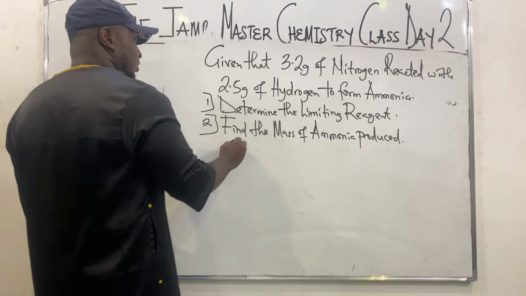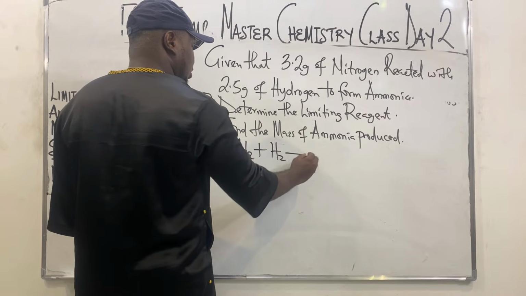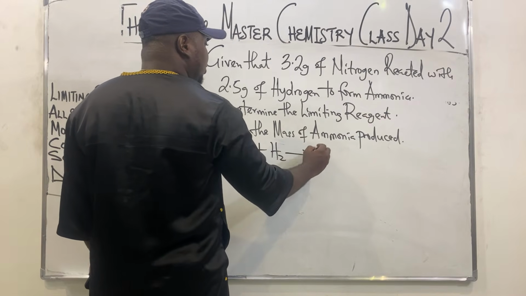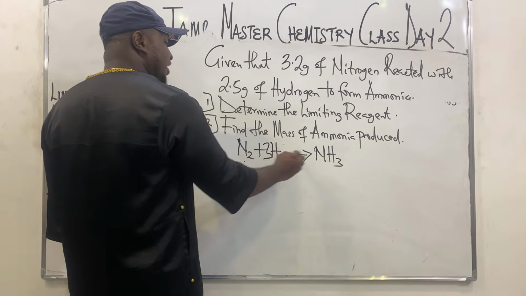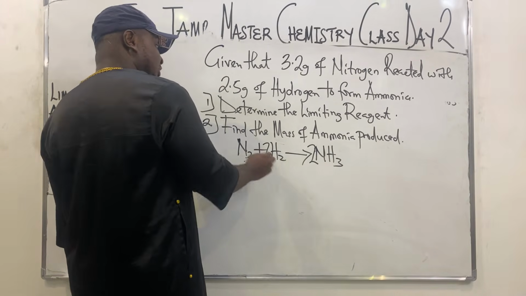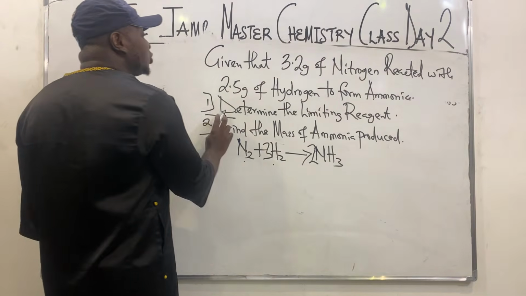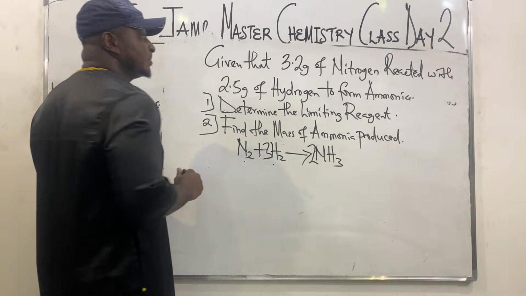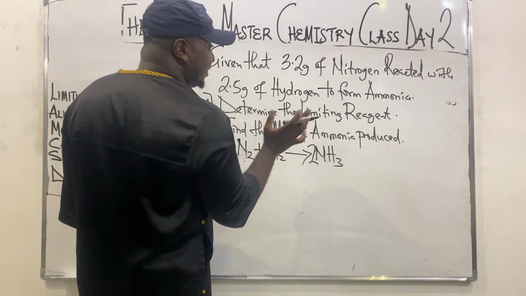Class, nitrogen is N2 to give H2. N2 plus H2 give NH3. Ammonia is NH3. To balance the equation, we'll put 3 here and put 2 here, and the equation is balanced. N2 plus 3H2 to give 2NH3. Now, class, the first question says we should determine the limiting reagent. I give you 3 steps to determine the limiting reagent.